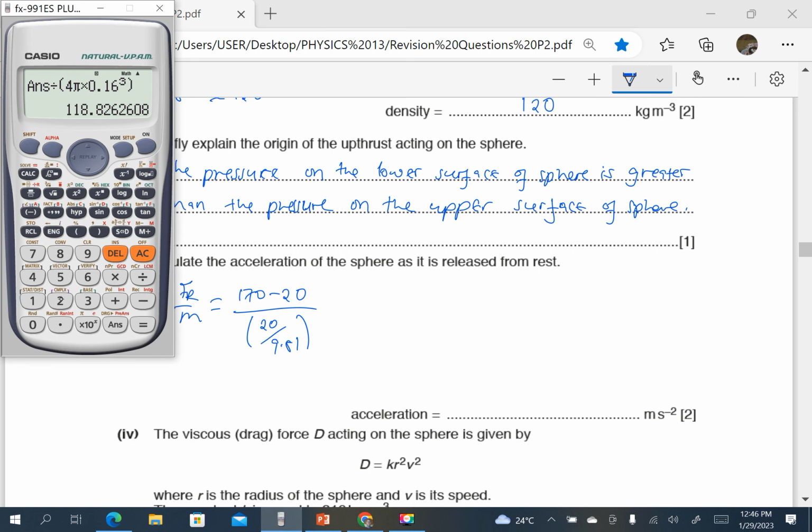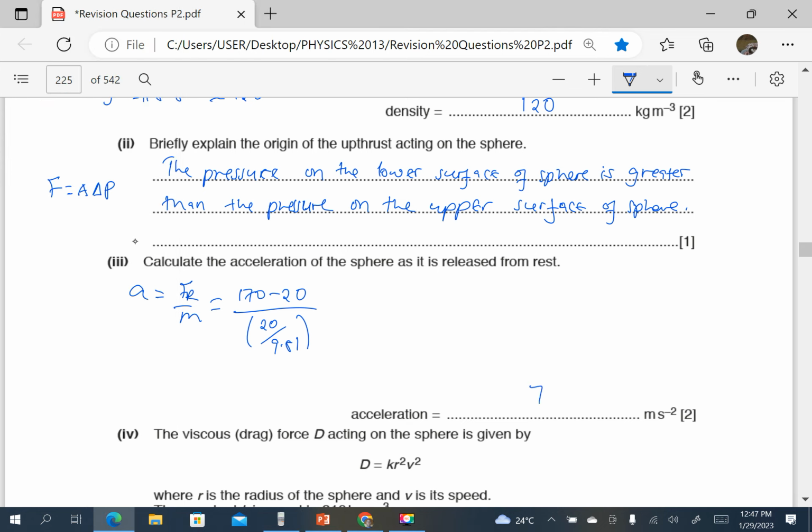So we have 170 minus 20, I think that is 150. So 150 divided by, open brackets, 20 over 9.81. So that is 73.57, which is approximately 74.